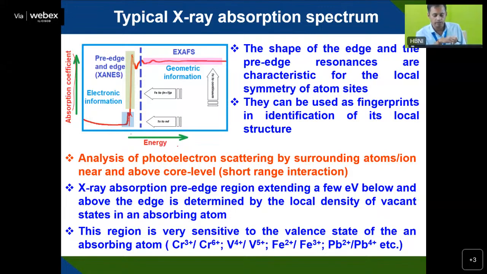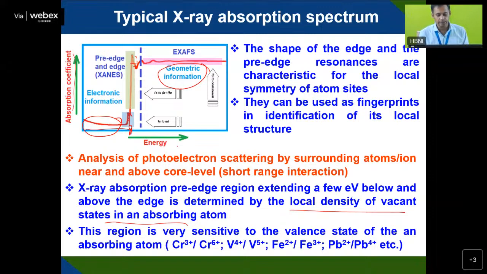An analysis of photoelectron scattering by surrounding atoms near and above the core level, though it's a short range interaction, can be identified. The X-ray absorption pre-edge extends a few electron volts below the absorption edge. This is the X-ray absorption pre-edge region, and the region above the absorption edge determines the local density of the vacant states of the absorbing atom. So from there you will get the geometric information.